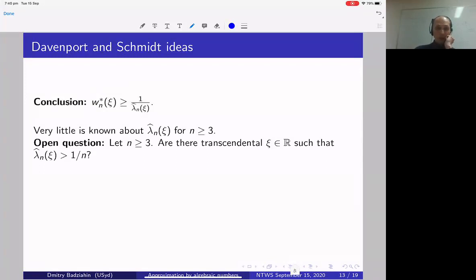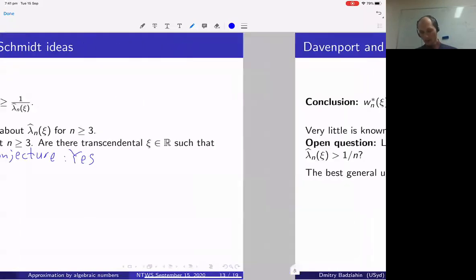We actually do not even know, for n at least three, whether there are transcendental numbers xi such that lambda n hat of xi is strictly bigger than one over n. We do not know. And of course, if the answer to this question is no, then we solve the Wirsing conjecture. If lambda n hat of xi is always at most one over n, then w n star of xi is always at least n, right? But the conjecture is that the answer is yes. As I said, no one knows for sure.